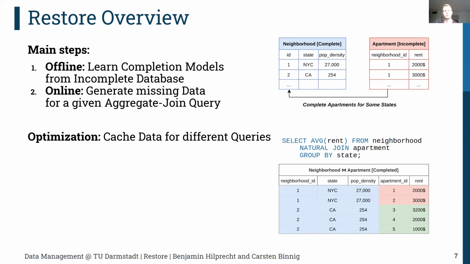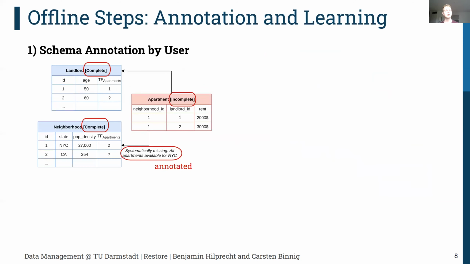And an optimization is, of course, to cache the data for different queries. Because as I said, our completion is query driven at the moment. In the offline steps, the user has to provide us with the basic information about the schema. So first of all, the user has to declare which tables are complete. So for instance, in this example, landlords and neighborhoods are complete and apartments are incomplete. And there are some additional optional annotations that help us in the completion process.